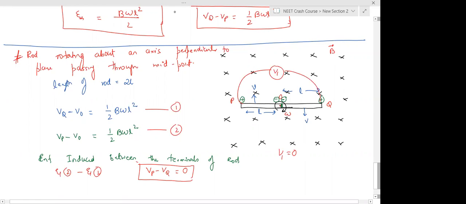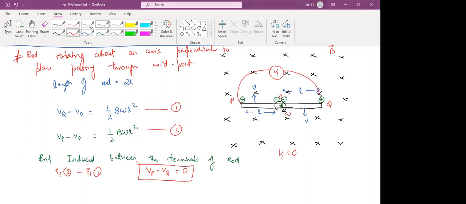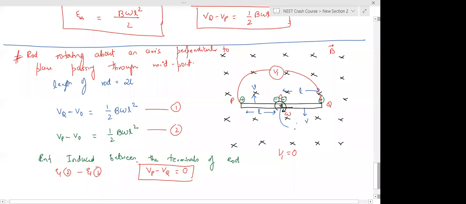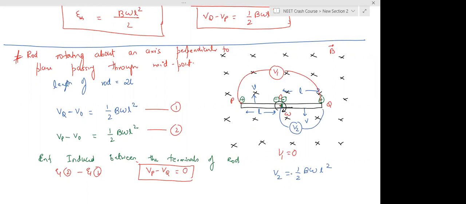If we connect the voltmeter between the center and the other end, which is V2, this V2 will be equal to half B omega L square. So if any rod is rotating about an axis passing through the center perpendicularly, the EMF induced across the ends will be 0.